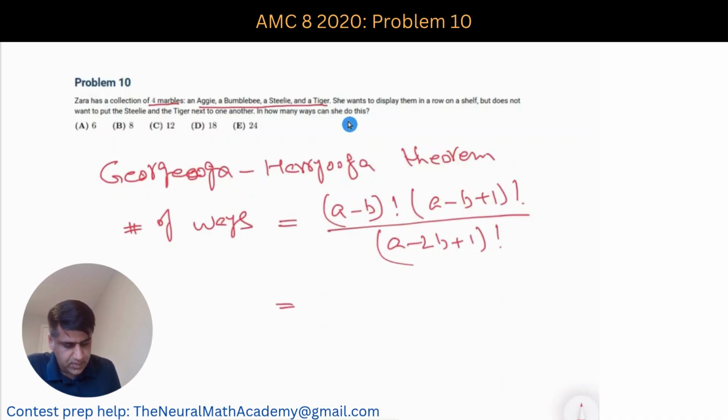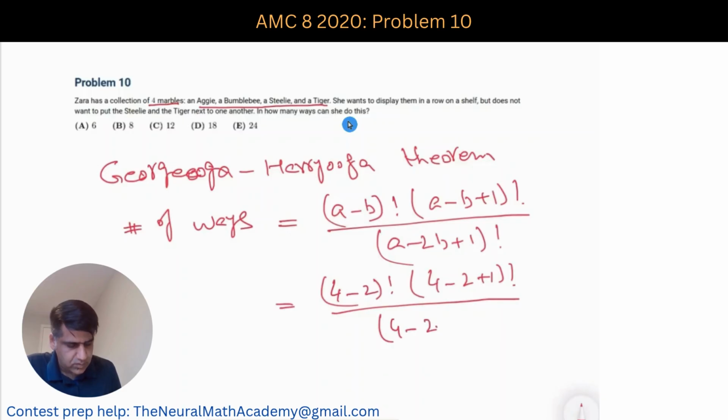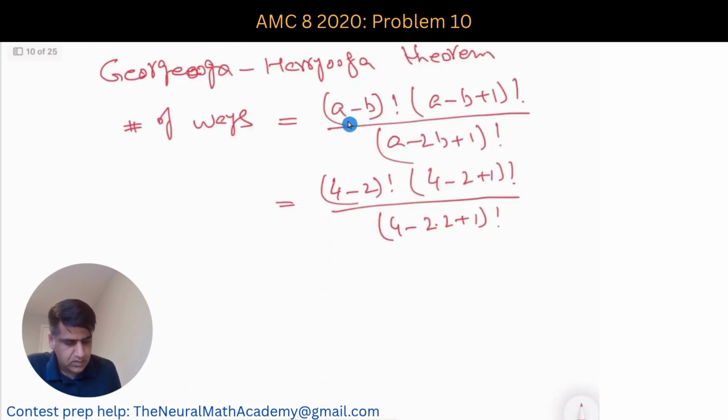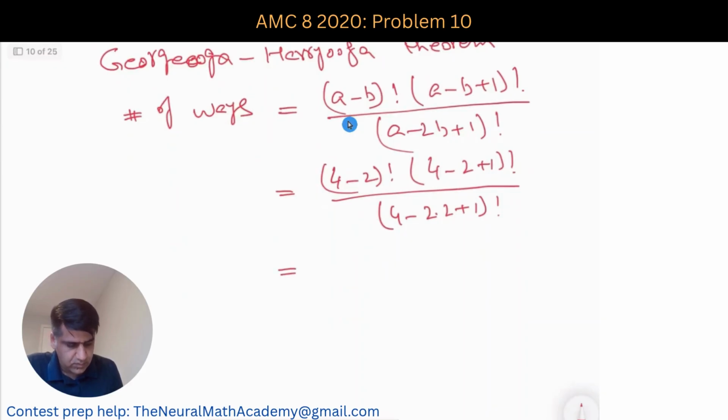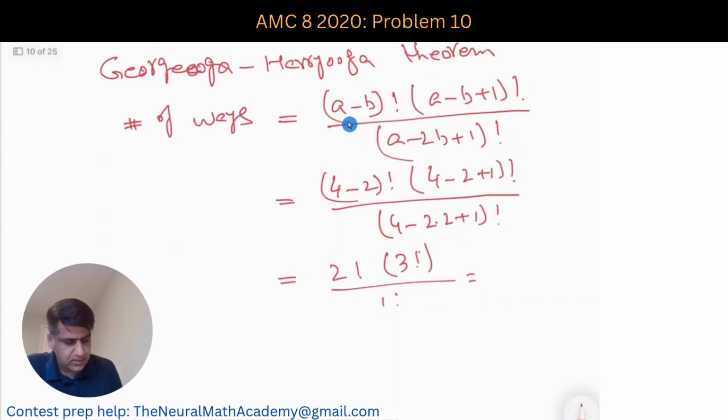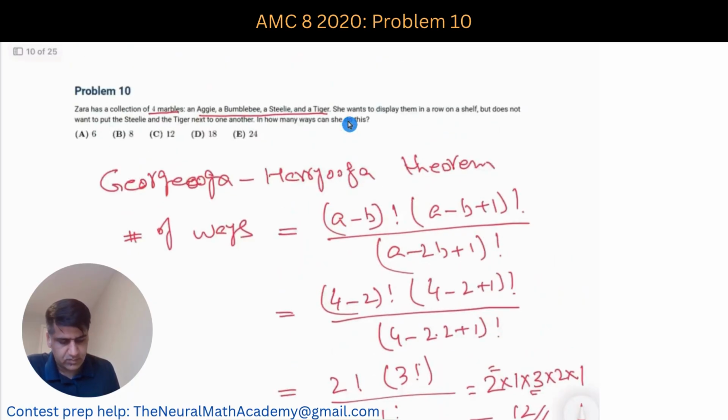So then I can simply apply it: 4 minus 2 factorial, 4 minus 2 plus 1 factorial, divided by 4 minus 2 times 2 plus 1 factorial. If we solve, we get 2 factorial, 3 factorial, and divide by 1 factorial. And then the answer becomes 2 multiplied by 1 multiplied by 3 multiplied by 2 multiplied by 1, and that is 12. So 12 is the answer for this question.